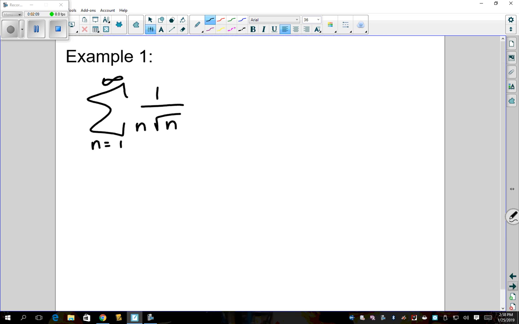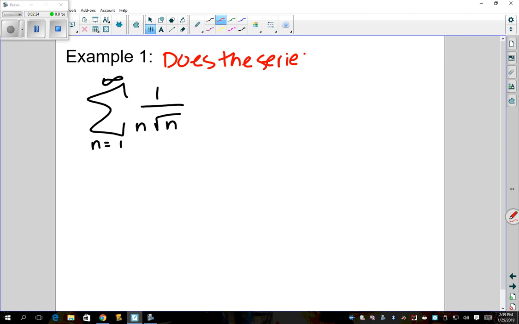So we're going to go ahead and start on our first example. We're given the series 1 over n times the square root of n, and we're asked, does the series converge or diverge? There are a few different tests that we could do. We could try a p-series test or a comparison test, but we're going to just use the integral test to help familiarize ourselves with the process.